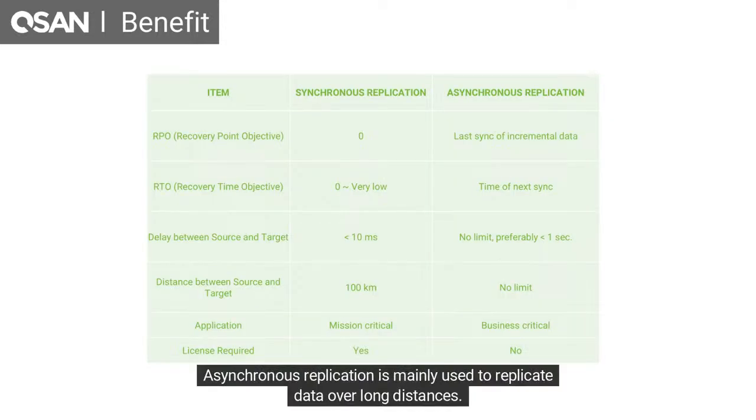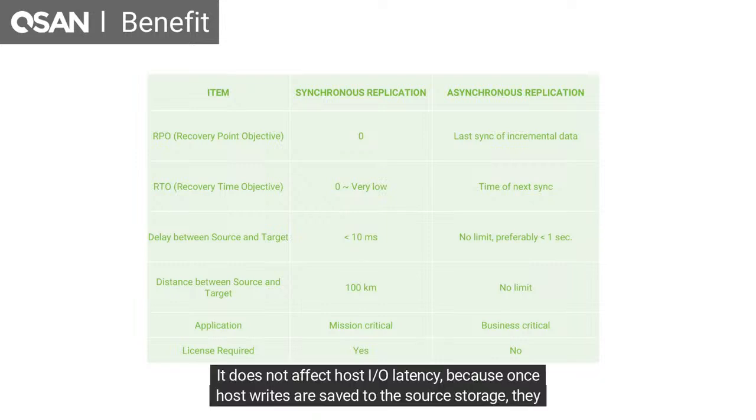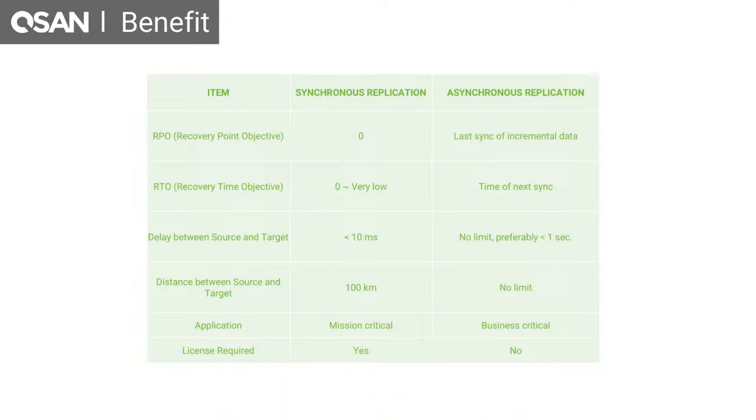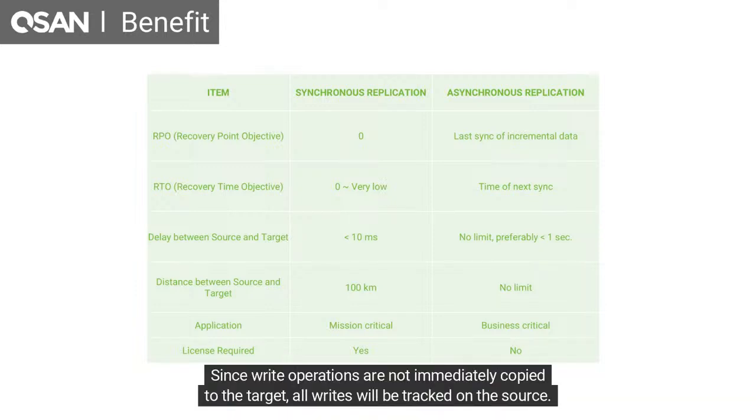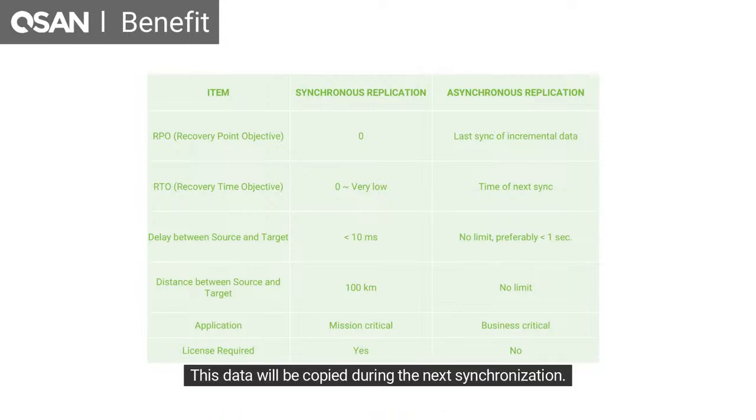Asynchronous replication is mainly used to replicate data over long distances. It does not affect host I/O latency because once host writes are saved to the source storage, they are acknowledged. Since write operations are not immediately copied to the target, all writes will be tracked on the source. This data will be copied during the next synchronization.